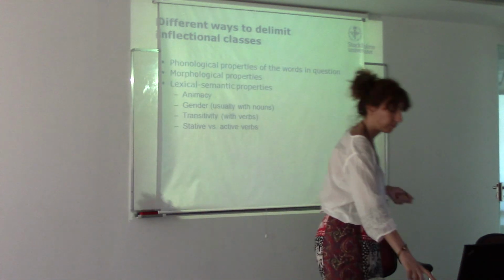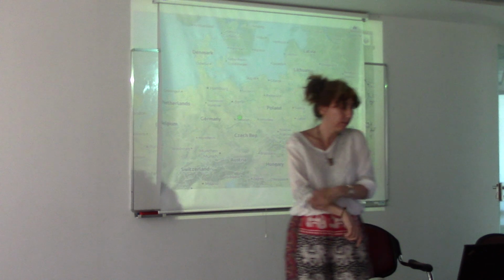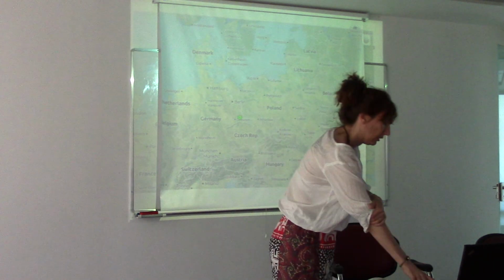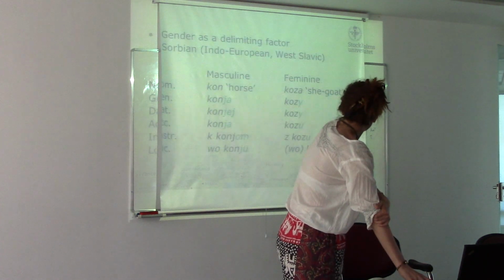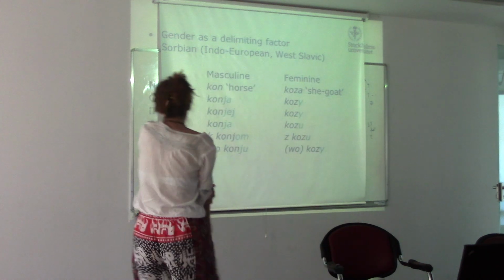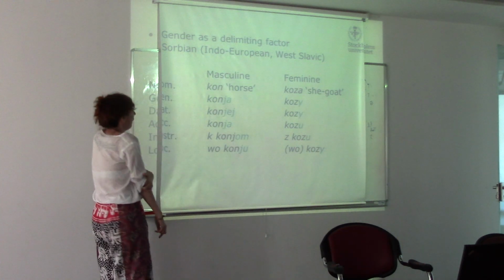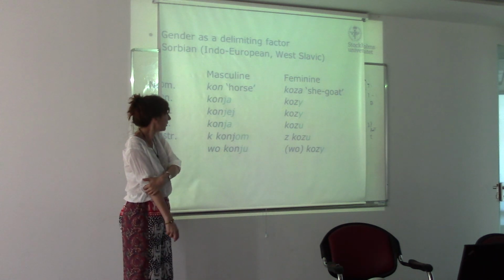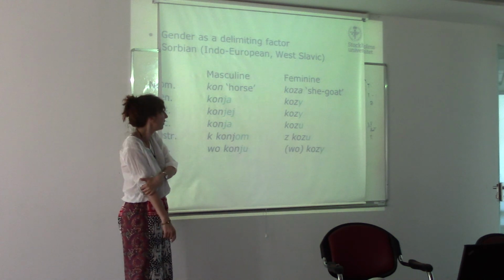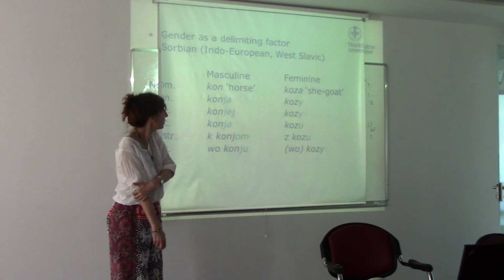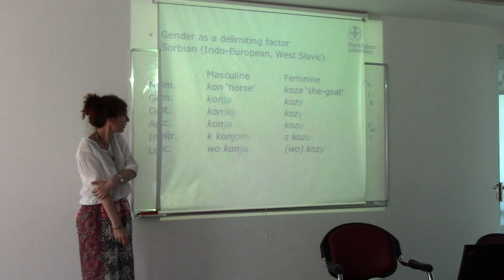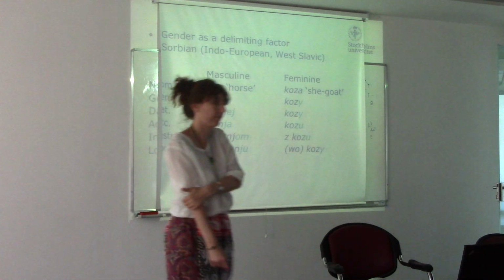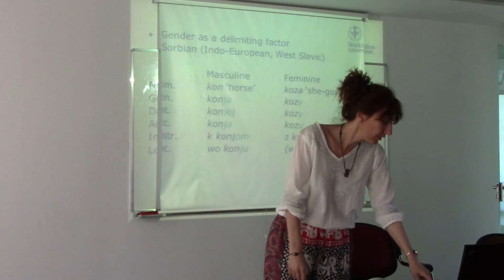Okay. So I'll start here with Sorbian. We've had it before. In Sorbian, nouns are strictly declined depending on gender. So masculine nouns receive one kind of morphological marking, while feminine nouns receive another kind of morphological marking. And that's very consistent.